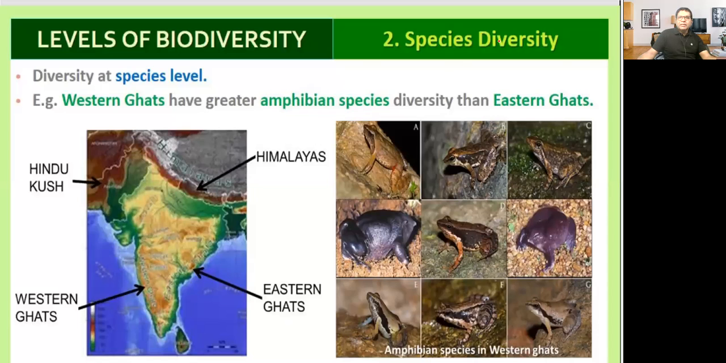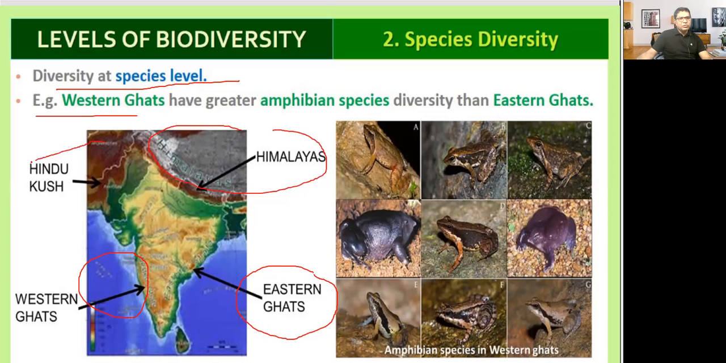Then second is species diversity. Diversity at the species level. This is the Western Ghat of India, this is the Eastern Ghat of India, this is the Himalayan region, and this is the Hindu Kush region. The Western Ghats have greater amphibian species diversity than the Eastern Ghats. This is what species diversity is.